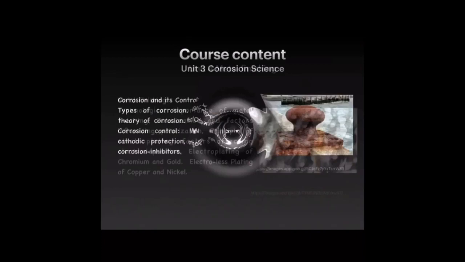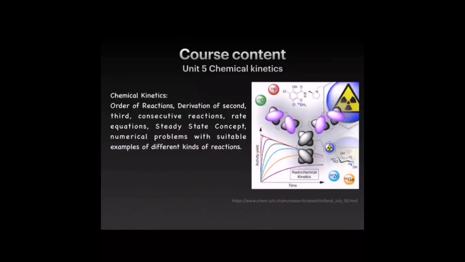In the fourth unit, metal finishing, we will study the importance of metal coating, how to do electrode deposition of one metal over another metal, how to do electroless plating of metal on another metal, and what the differences are between electroplating and electroless plating. In the fifth unit, chemical kinetics, we will study different orders of reactions. What are the factors affecting the rate of reaction? Why do some reactions occur at a faster rate and why do others occur at a slower rate, etc.